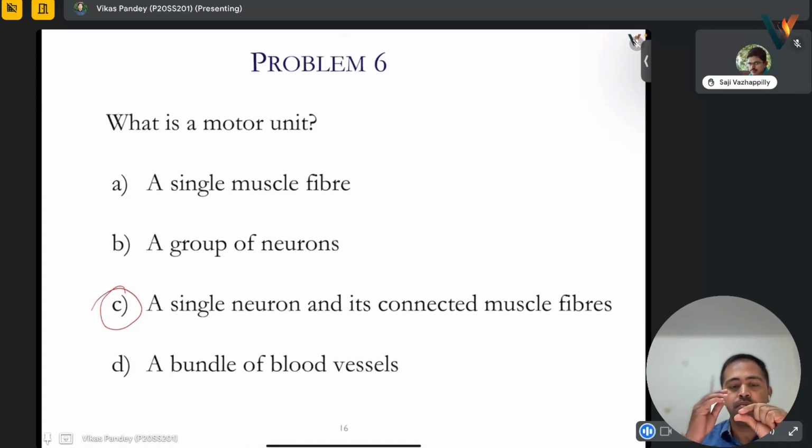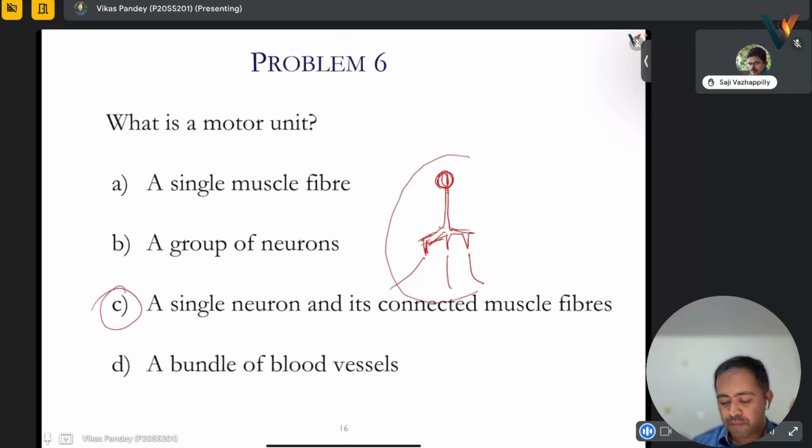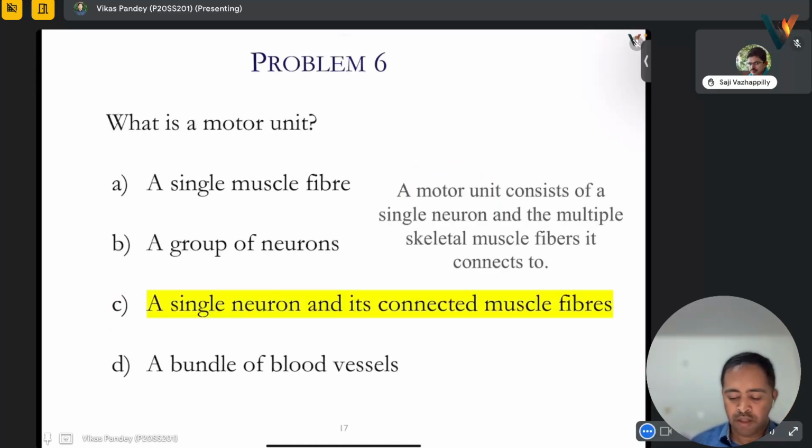Single neuron, below a single neuron, certainly there will be nothing, right? So one single neuron, I am drawing like this only. This is a neuron, let us assume I am not drawing it well, and then there are some muscle fibers connected to it. So this is the smallest possible motor control unit. Fine. Fine, sir.